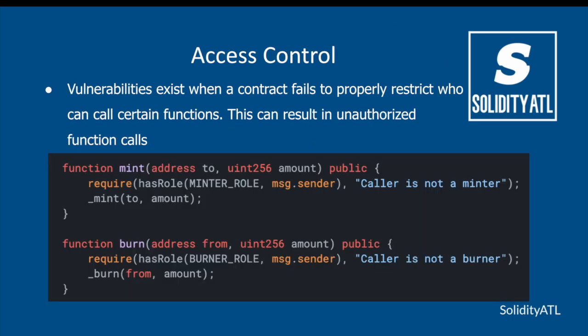The last slide in this module will be on access control. Access control vulnerabilities exist when a contract fails to properly restrict who can call certain functions. This can result in unauthorized function calls. So as you all learned, whenever you're making various calls within your smart contracts, it's really important that you understand who can call these functions.